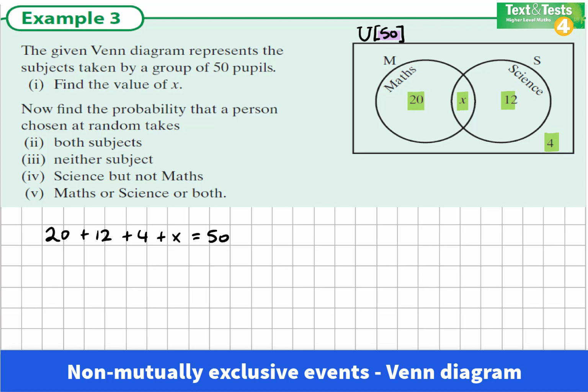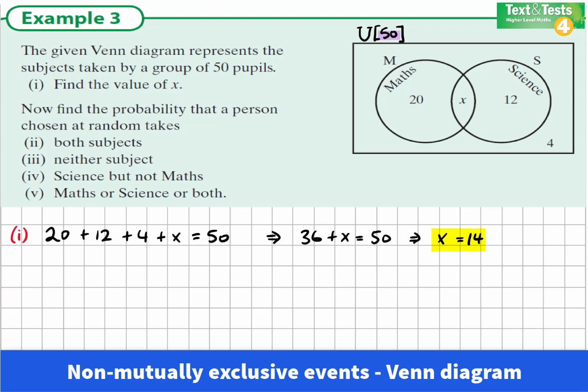Now 20 and 12 is 32 and 4 is 36. So that means 36 plus x must equal 50. Now taking 36 from both sides, we see that x must be equal to 14. That 36 and 14 equals 50. So the missing part is 14. That's the intersection of maths and science, or the number of students that study both maths and science.